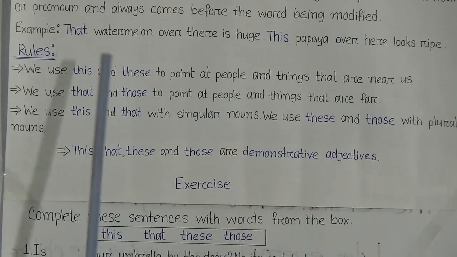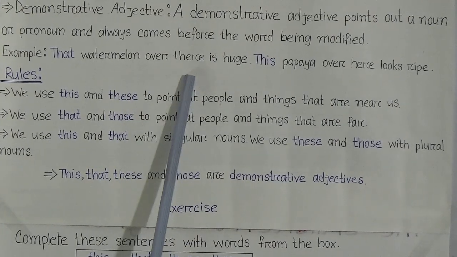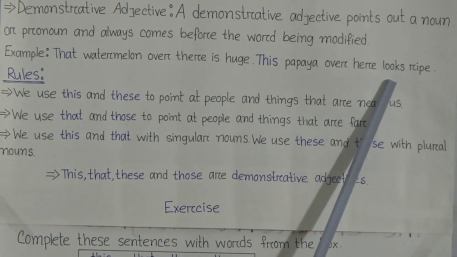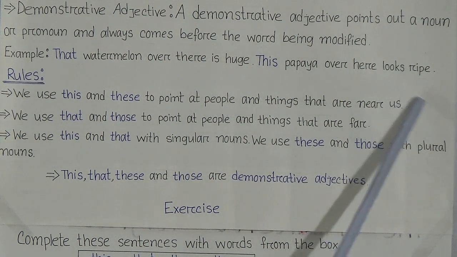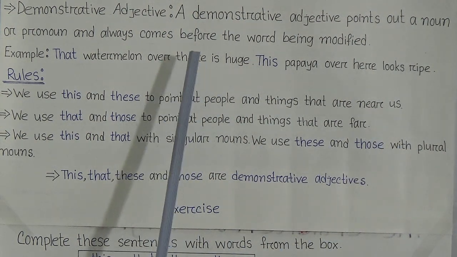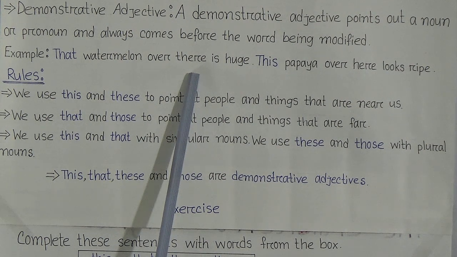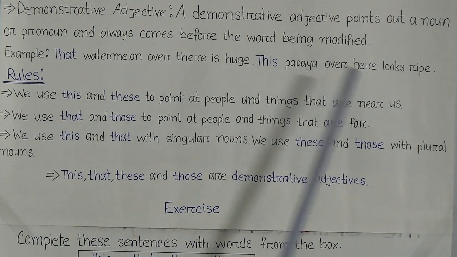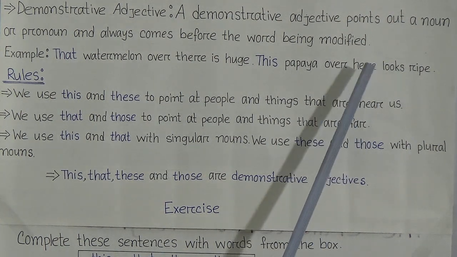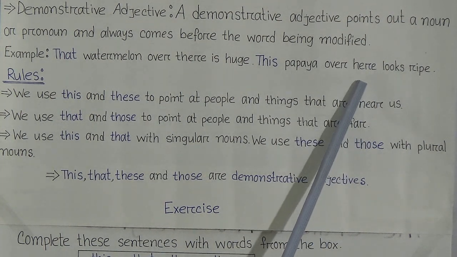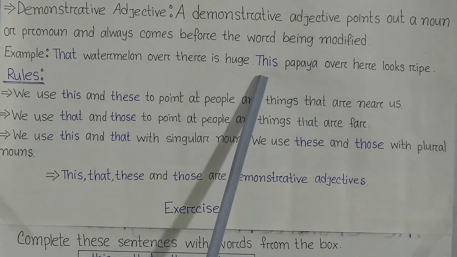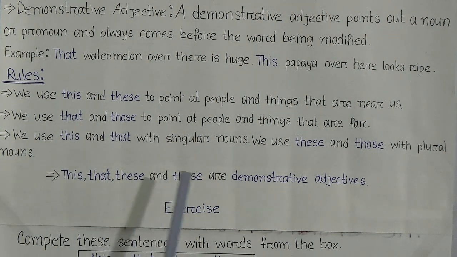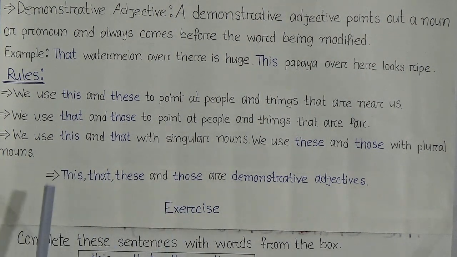For example, that watermelon over there is huge. This papaya over here looks ripe. Look students, you find "there" and "here". So when we mention something or someone far, you have to use that. And when we find someone or something close to us, that means here, you have to use this. For using this, that, these, those, you have to know some rules.